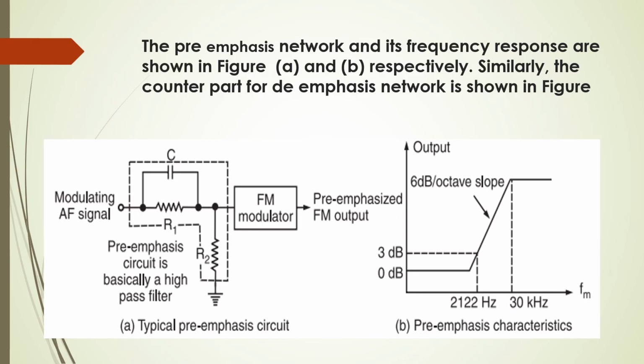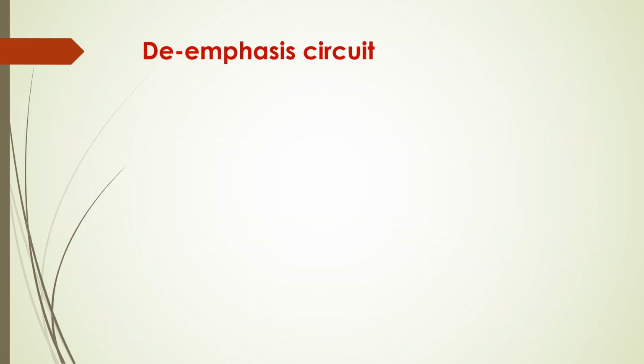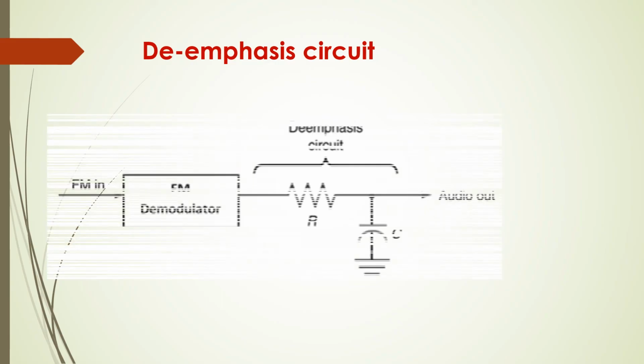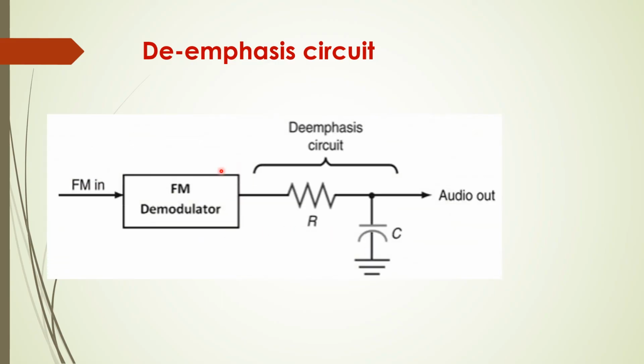Now let's see what is de-emphasis circuit. De-emphasis circuit does the operation exactly reverse of the pre-emphasis circuit. At the pre-emphasis circuit, we increase the strength of the signal to avoid the noise. At the de-emphasis circuit, we need to attenuate the strength of the signal, or we need to reduce the strength of the signal to get the original signal. Let's see here the circuit diagram. Here, let's see the de-emphasis circuit.